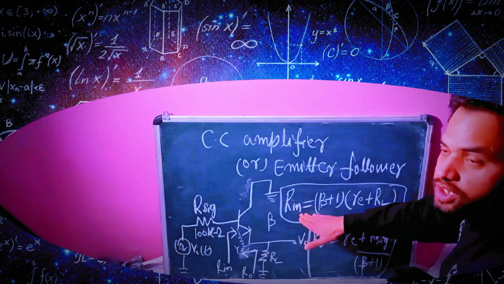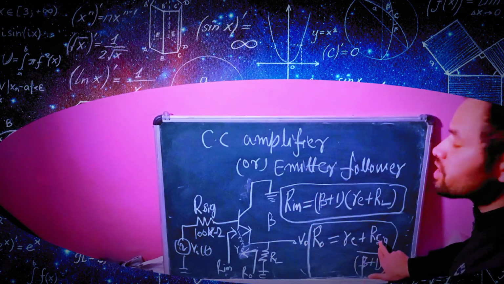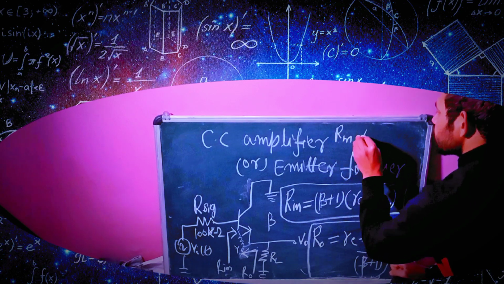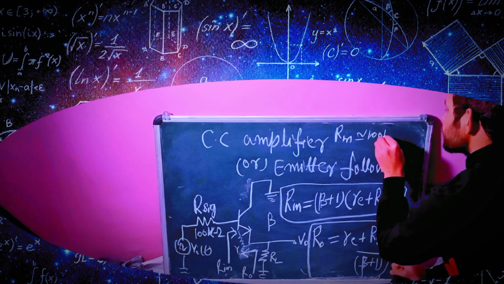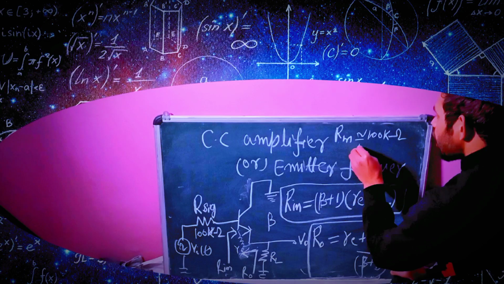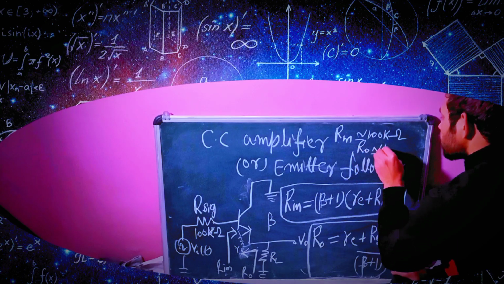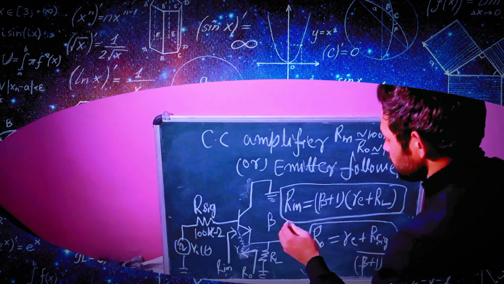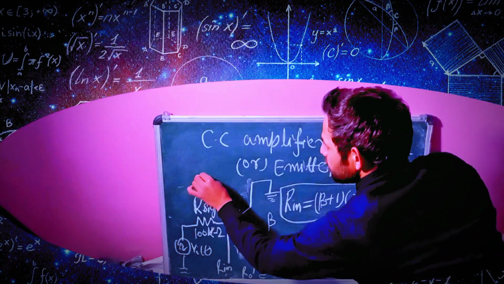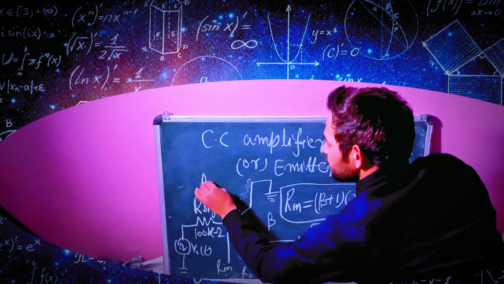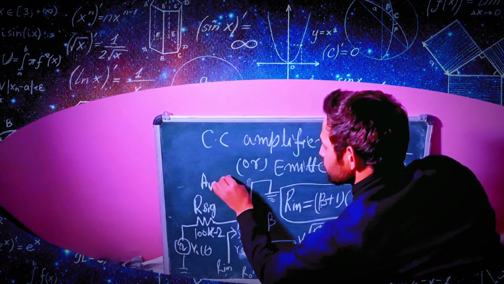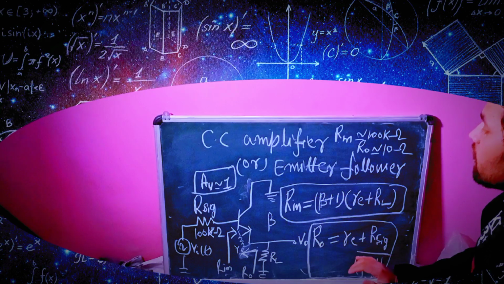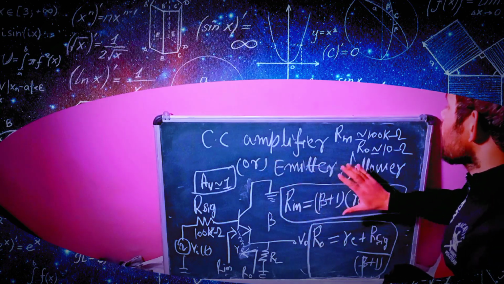So you see, input resistance is very high, output resistance is very low. Input resistance we are getting is approximately in the order of 100 kilo ohm, and output resistance here is in the order of 10 ohm. This is the important application here. And the voltage gain that we get in the case of a common collector amplifier or emitter follower is approximately equal to 1. So this is the common collector amplifier or emitter follower.